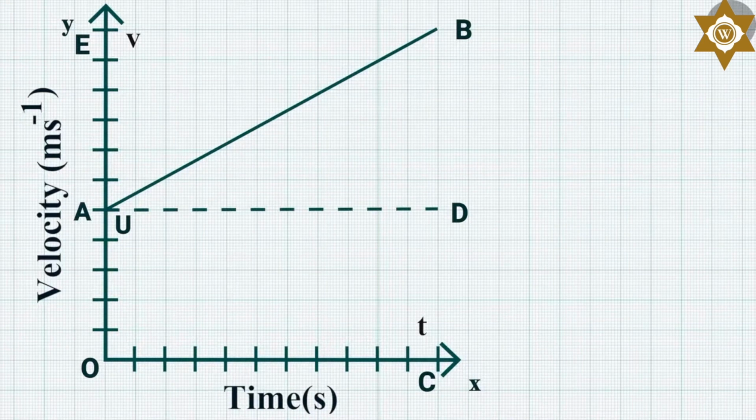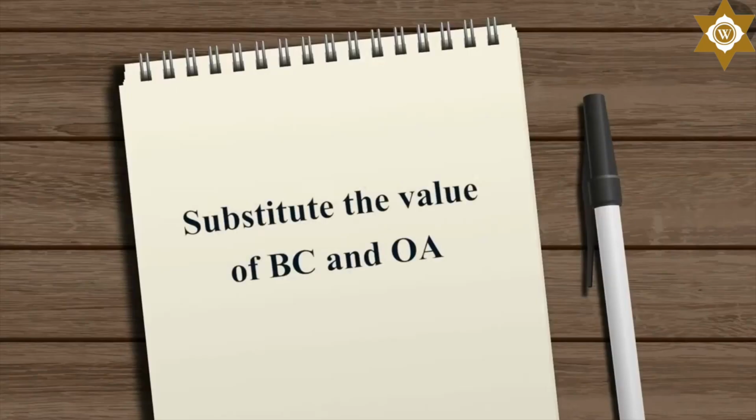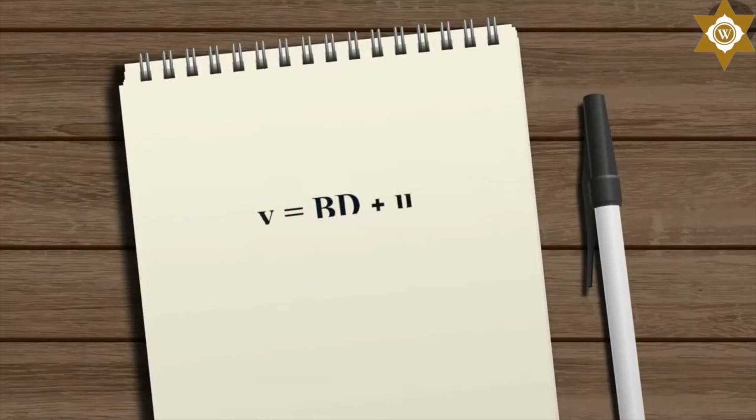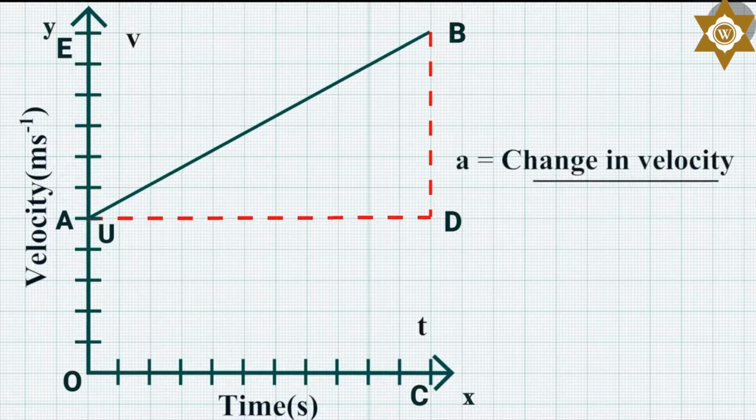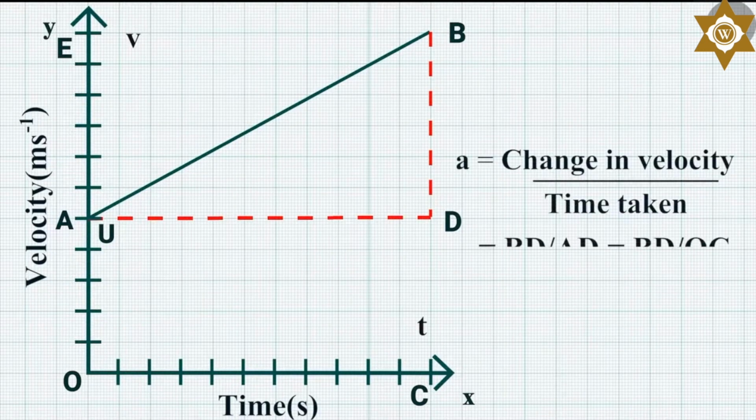We can see from the graph BC is equal to BD plus DC is equal to BD plus OA. Now, we can substitute the value of BC and OA in the previous equation to get v is equal to BD plus u. BD is equal to v minus u. From the graph, we can find the acceleration a is equal to change in velocity upon time taken, which is equal to BD upon AD, which is equal to BD upon OC.